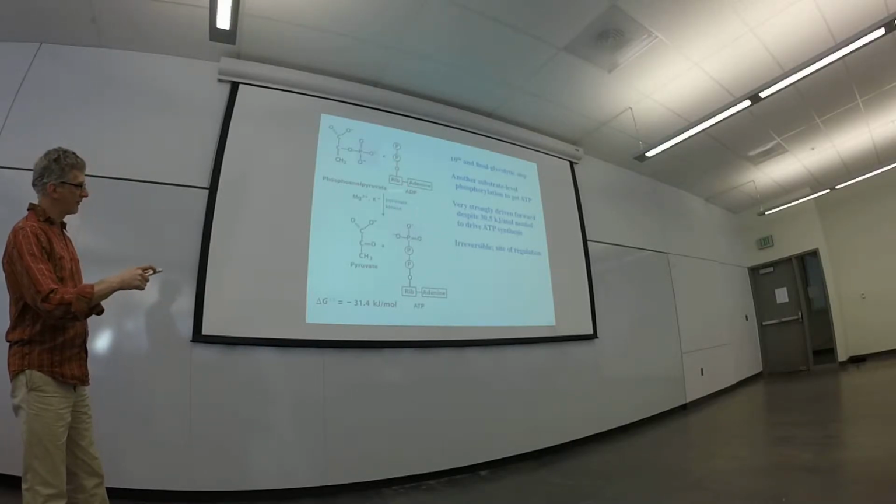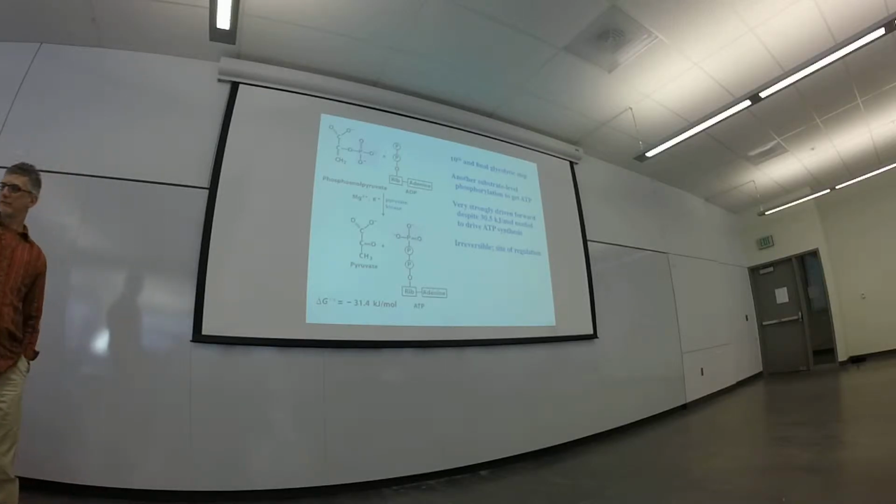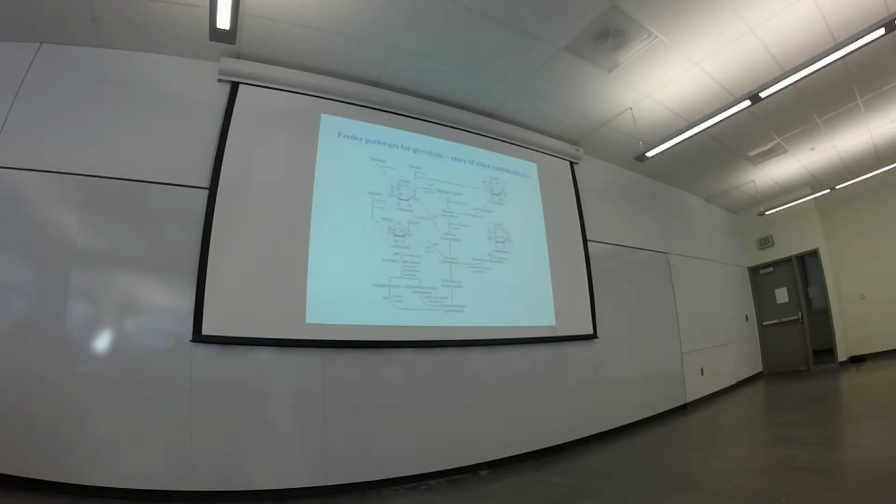This is actually an irreversible reaction. So that's it. That's glycolysis. We've made 4 ATPs. We've made 4 ATPs in the second part of glycolysis.